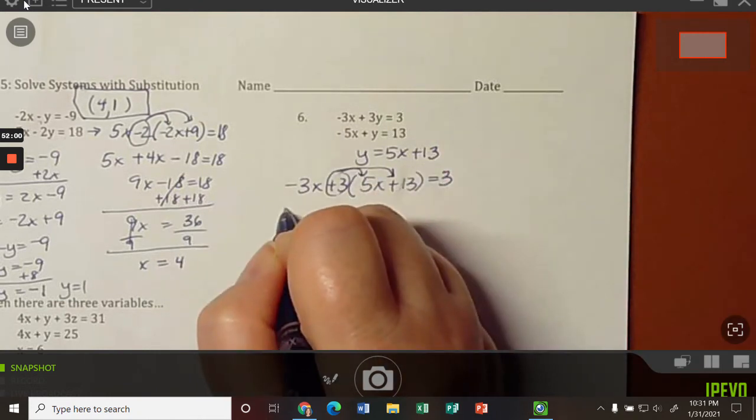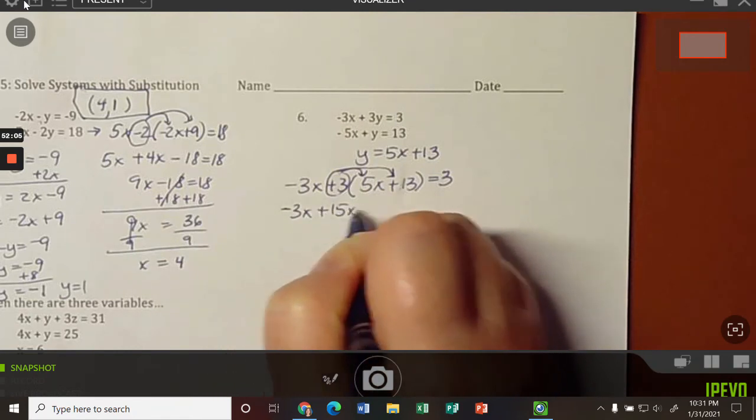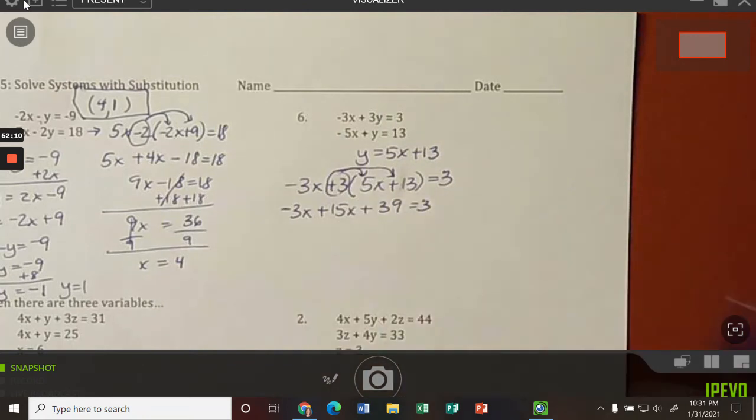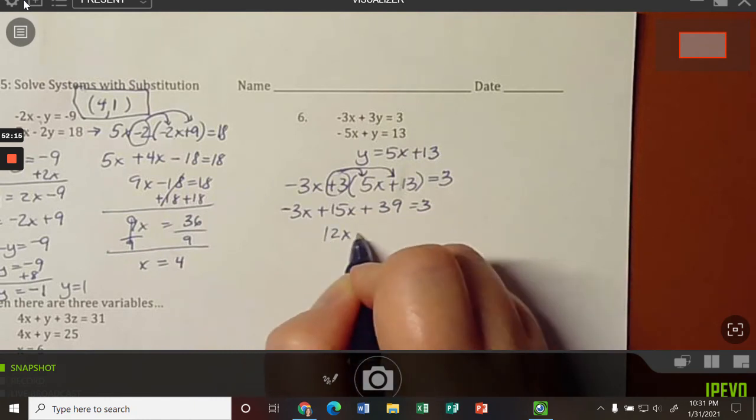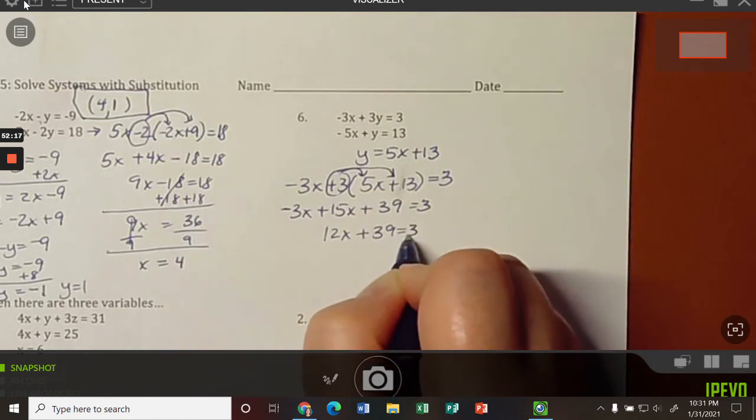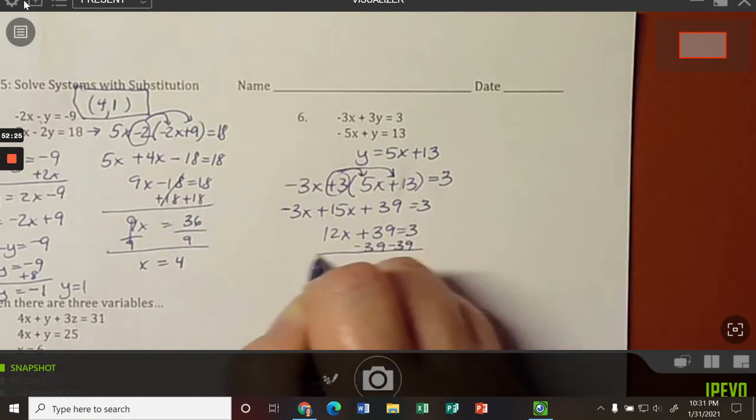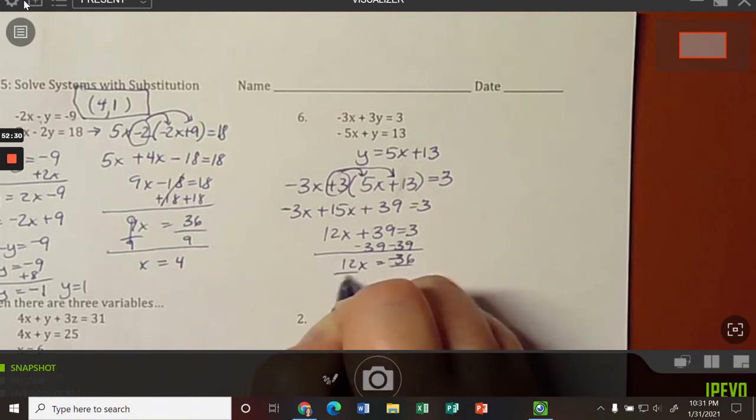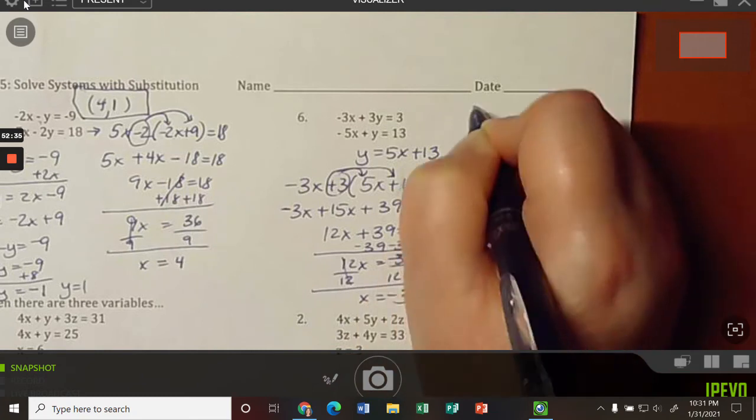Okay, so then we're going to go ahead and distribute this 3 over the quantity 5x plus 13. So we get negative 3x plus 15x plus 39 equals 3. Negative 3x plus 15x is 12x. Bring down the plus 39 equals 3. Subtract 39 from each side to get 12x equals negative 36. Divide each side by 12 to get x equals negative 3.